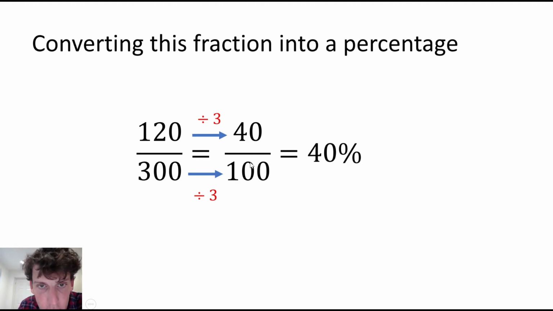So it'd be 40 over 100. So if this fraction was out of 100, okay, it would be 40 over 100. 40 over 100 is equal to 40%. Okay, so 120 over 300, if it was out of 100, would be 40%.